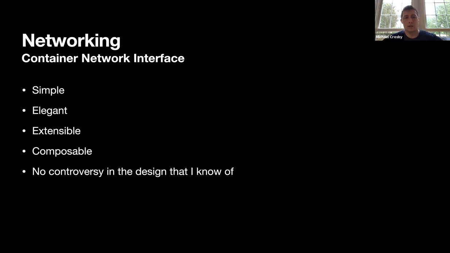So if we look at existing interfaces, we have CNI, the container network interface. And this is something that really stands out to me within the container community. I think it's simple, elegant, it's extensible. You can compose various plugins together. And there's no controversy that I've seen within the design of CNI. And basically, we've all accepted it and use it within Kube and other container projects.